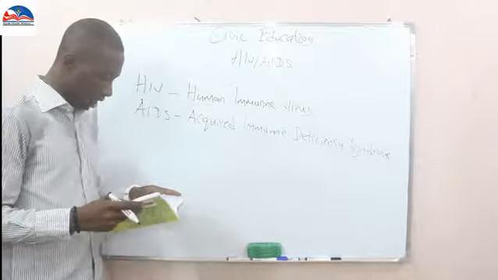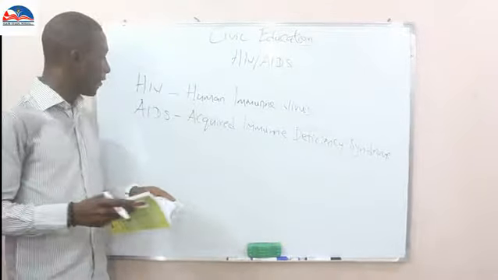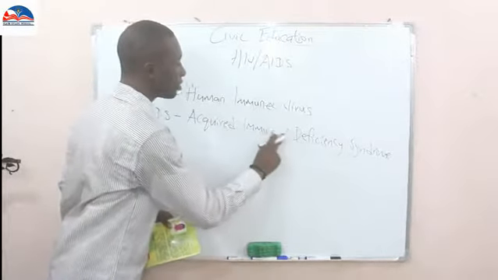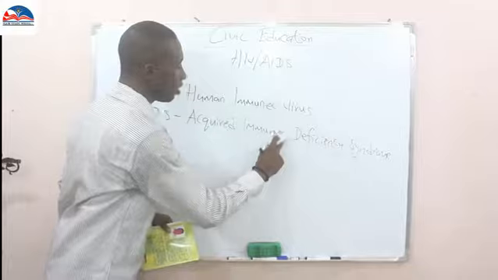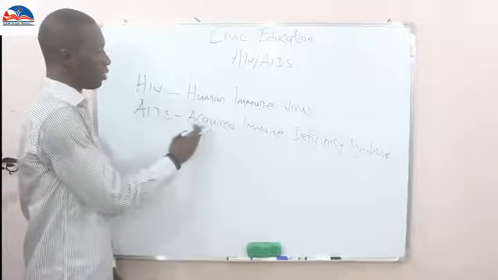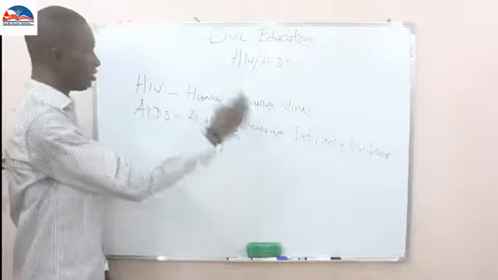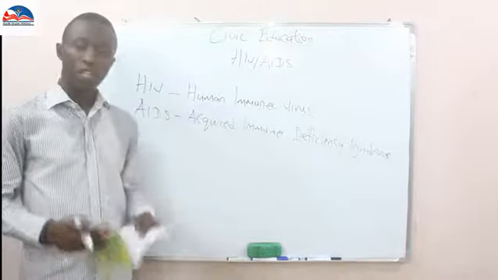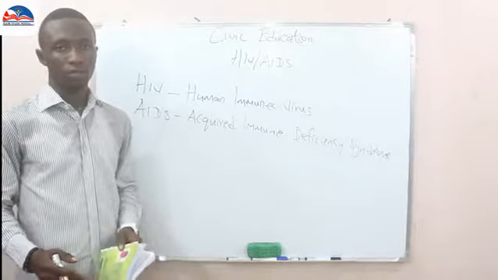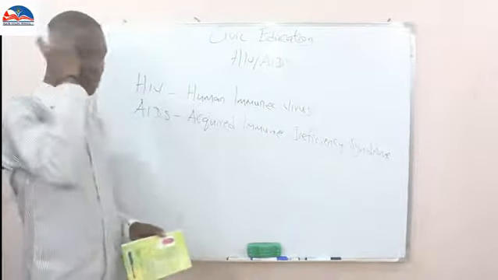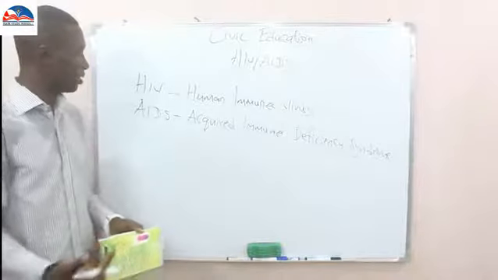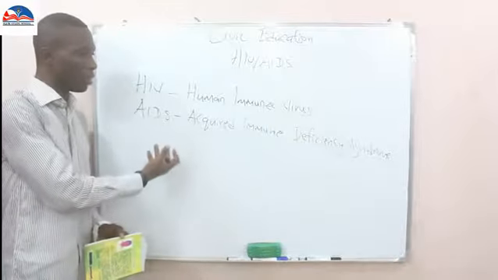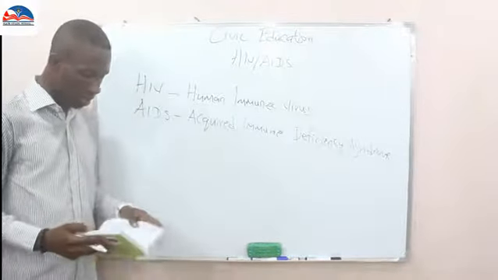AIDS is acquired immune deficiency syndrome. Now one comes before the other. HIV is the first stage. What it therefore means is you can't just acquire AIDS. The person acquires HIV and it becomes chronic. That's when it becomes acquired immune deficiency syndrome.